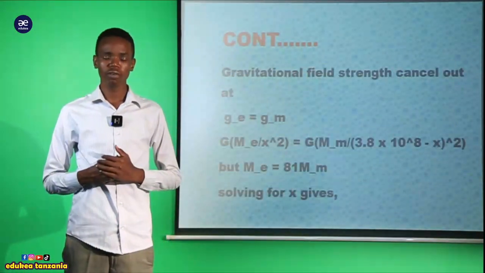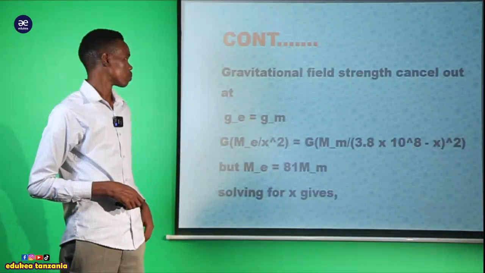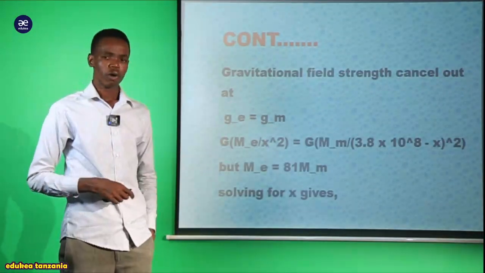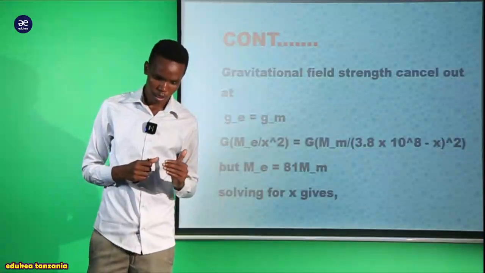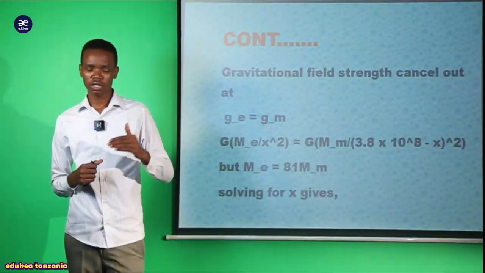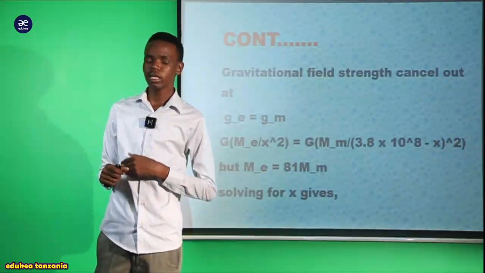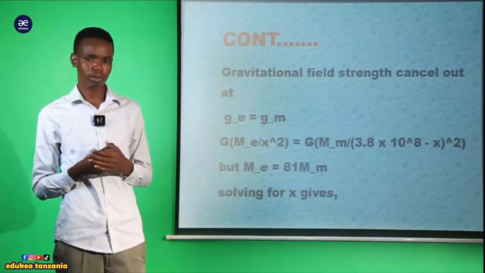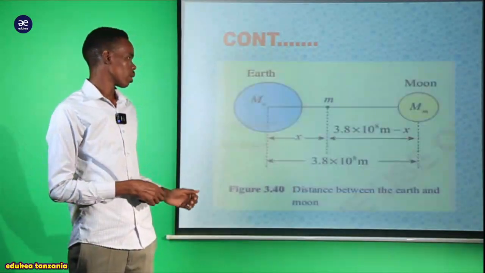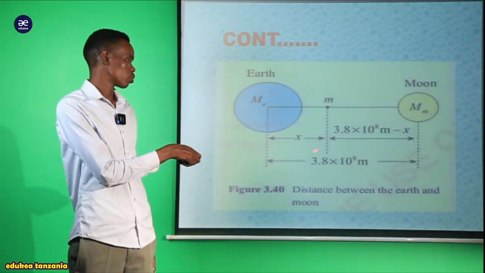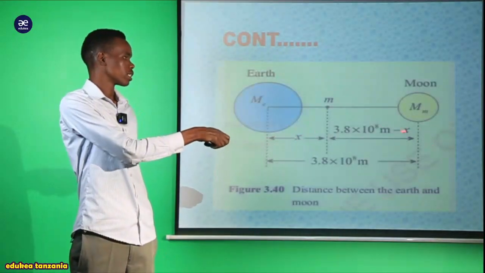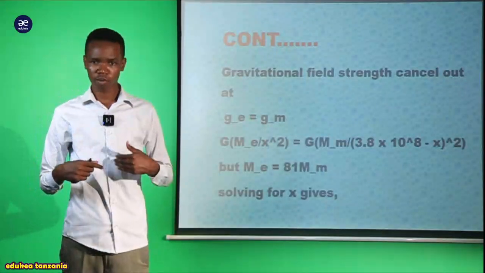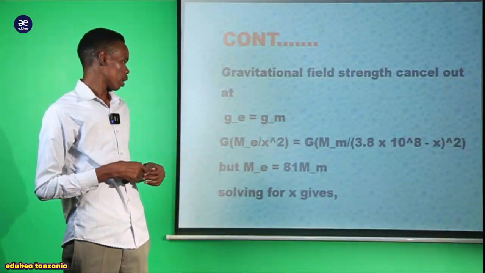So how can we solve this question, my dear students? Gravitational field strength cancels out at this point. We have to make a comparison that the gravitational field strength of the earth must be equal to the gravitational field strength of the moon. We have to make a comparison kwamba huyu gravitational field strength aliye exact hapa na yule aliye exact pale ni sawa. Kwa hiyo lazima tuweze kuwa equate kwa sababu wabini cancelled out.